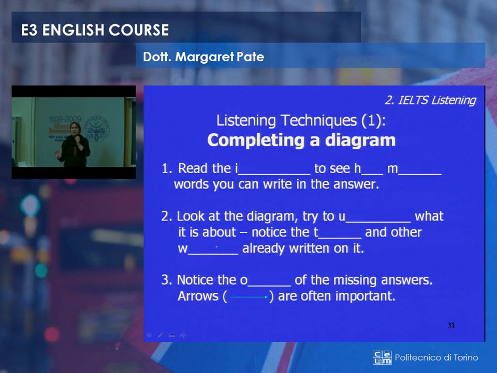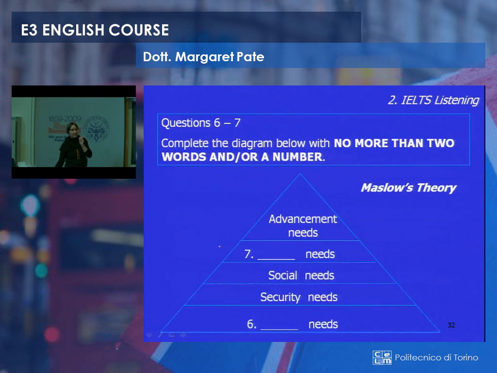Okay, so do you remember how to complete a diagram? We're going to try and complete another one now. Read the information to see how many words you can write in the answer. Look at the diagram, try to understand what it is about. Notice the title and other words already written on it. Notice the order of the missing answers. Arrows are often important. Here's the diagram. Look at it for a quick minute and then I'll put on the recording.